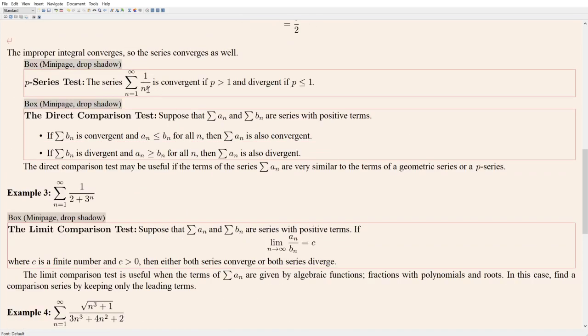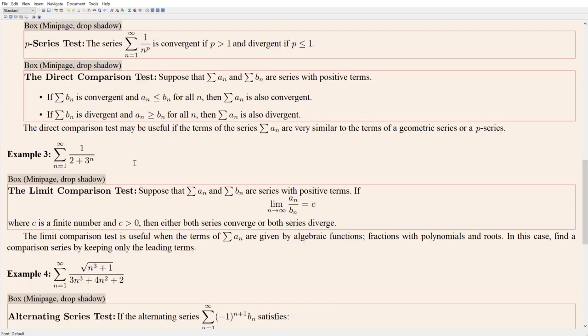Okay, p-series, I mean, that's easy. P-series are usually going to be the things that we're comparing to when we do one of the comparison tests. Speaking of the comparison test, we have the direct and limit comparison tests. The direct comparison test is rarely ever useful, but if you have something which is very, very similar to a geometric series or very, very similar to a p-series, then the direct comparison test might be useful.